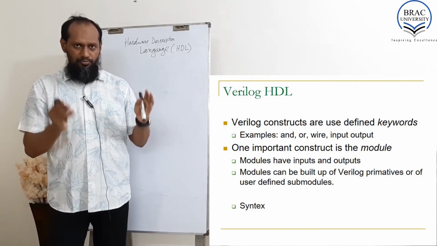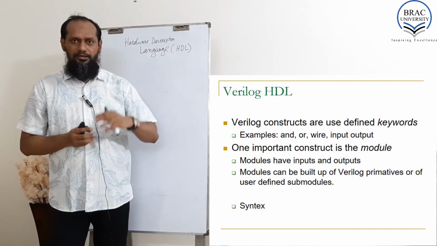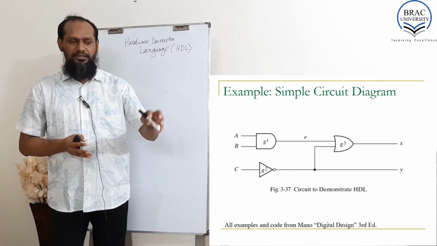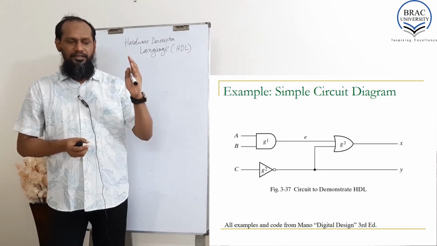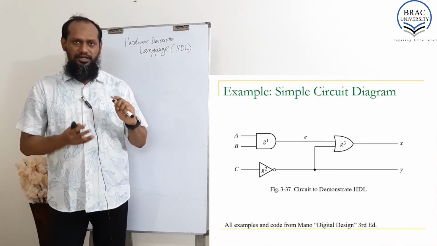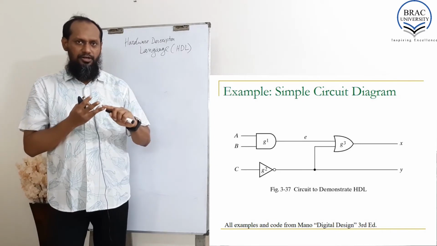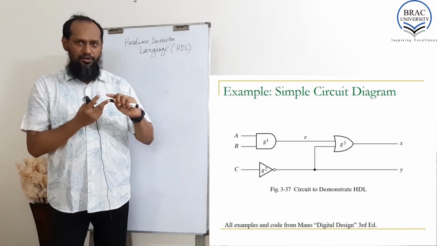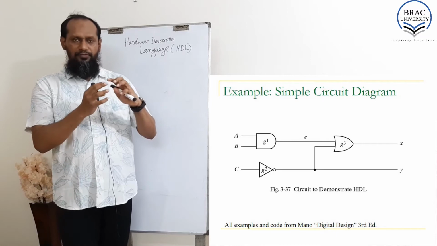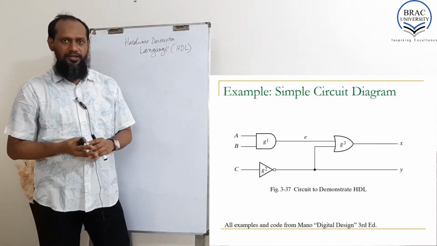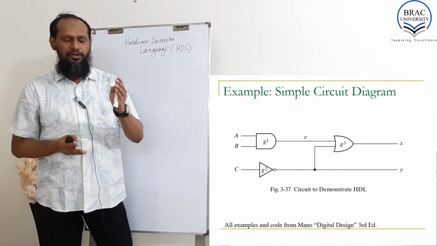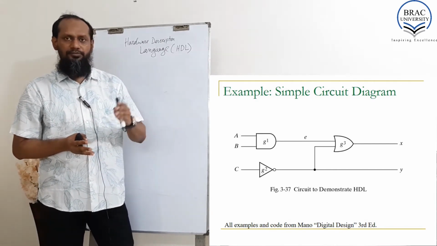How can a programming language describe this kind of logic circuit? You can see here there are three gates. One is an AND gate, one is an OR gate, another one is a NOT gate. We have given names to these three gates. For the AND gate we have given G1, for the OR gate we have given G3, and for the NOT gate we have given the name G2.